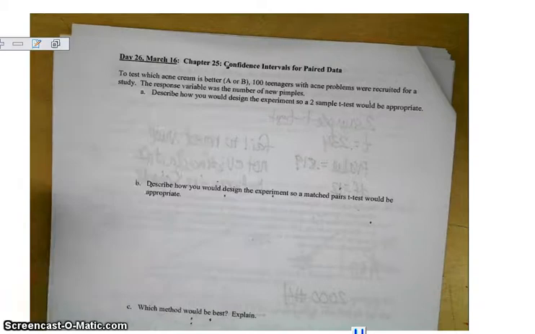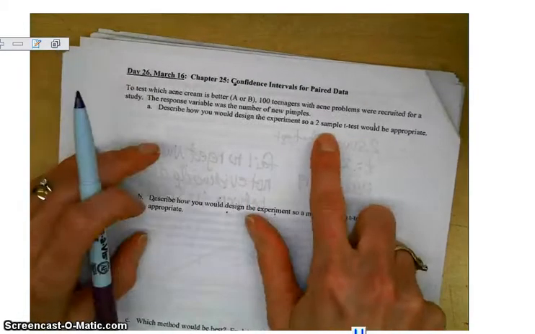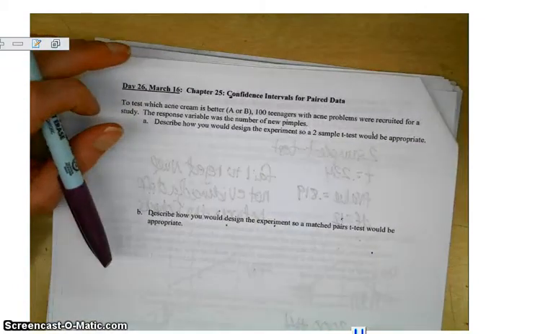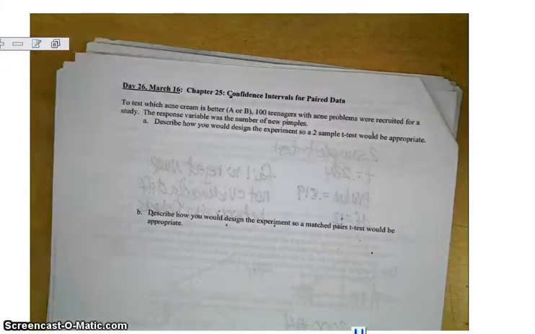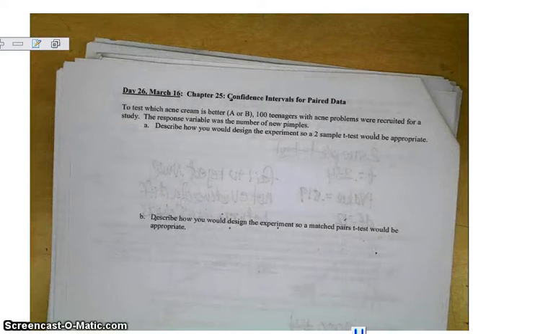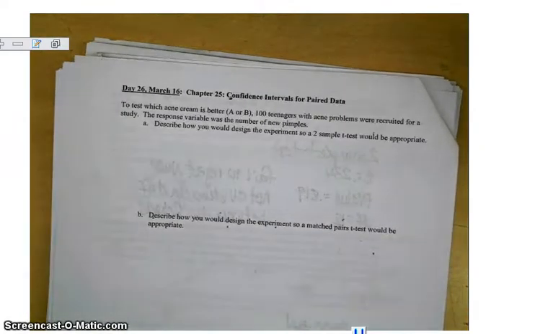Okay, here we go. So, describe what you're going to do to design the experiment so a 2-sample t-test would be appropriate. Okay? Now, a 2-sample t-test, what are we going to do? We just need 2 samples. And why would we need 2 samples? To compare, right? To compare what? Okay, the results of both creams.